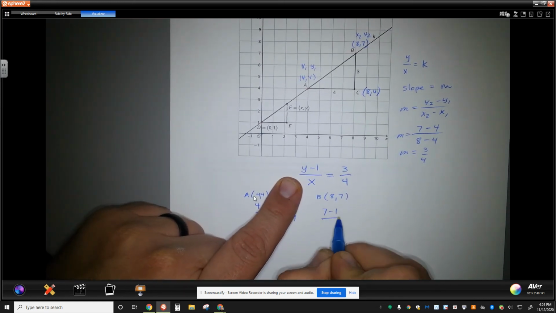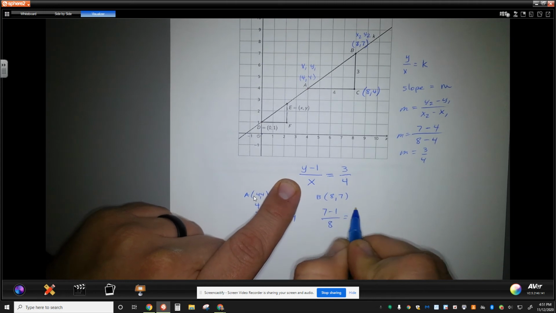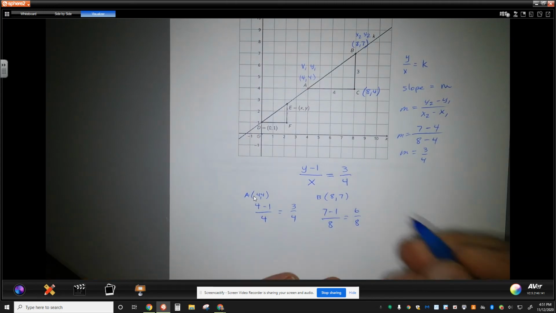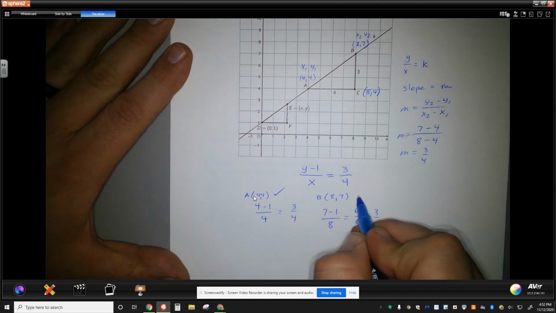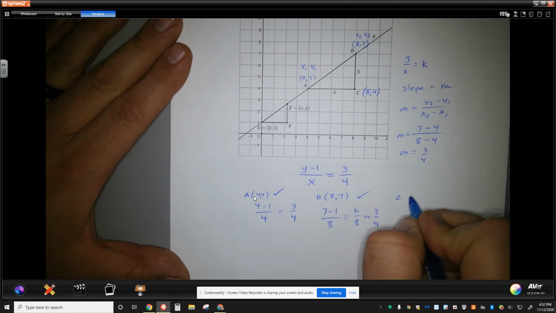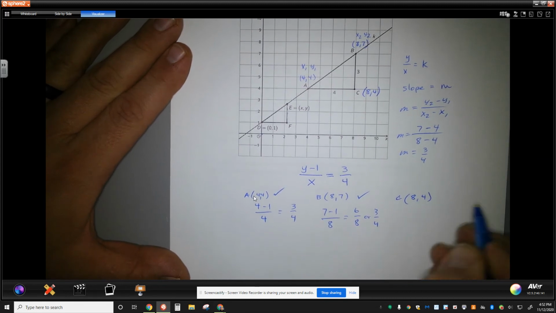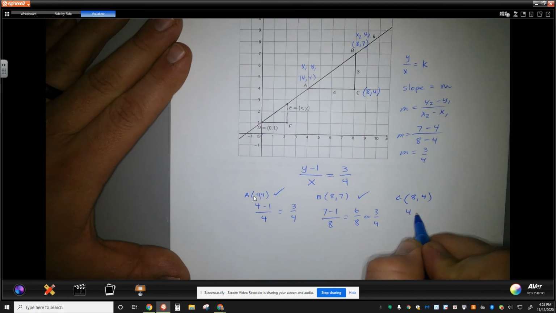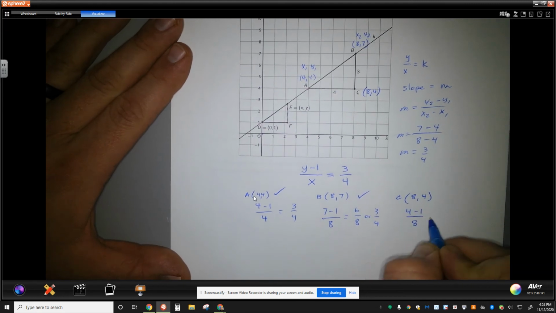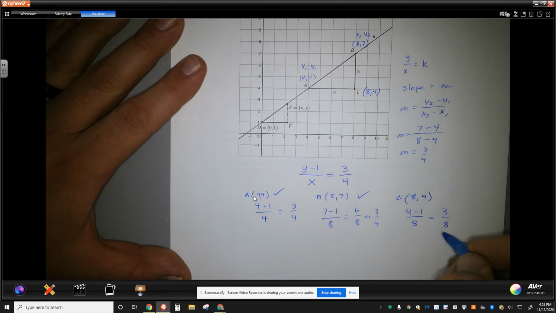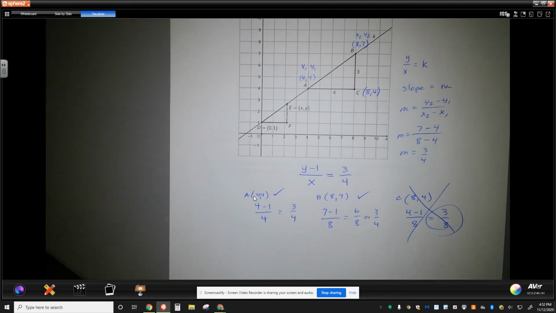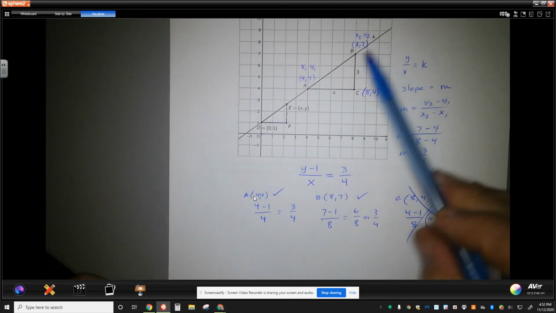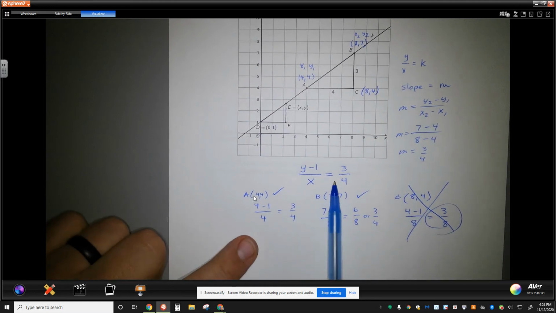7 minus 1 divided by x, which is 8, and we see that equals 6/8 or 3/4. So we see that point A follows the rules, B follows the rules, C at 8, 4, when we substitute those values, 4 minus 1 divided by 8 equals 3/8. You'll notice that that is not equal to K. This is not equal to our slope, so this one is not on this line. It is not following the proportional relation or the rule that we have established.